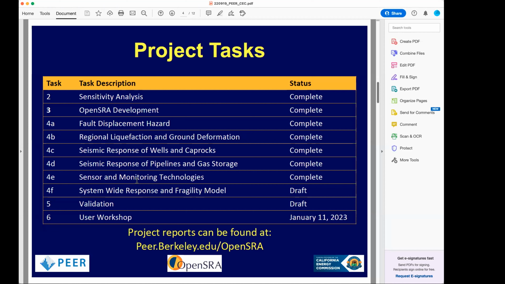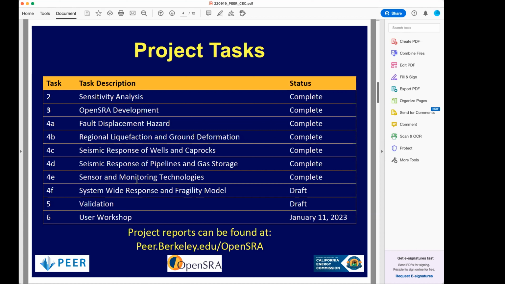So work on fault displacement, regional liquefaction and ground deformation, seismic response of wells and cap rocks, pipelines and gas storage facilities, sensor and monitoring technologies, and then what we call the system-wide response and fragility model, which is really just pulling all of that information together so that we can put it into OpenSRA. Most of these items on here are complete, and the reports that we submitted to the CEC can actually be found at the OpenSRA website, which is down at the bottom there.